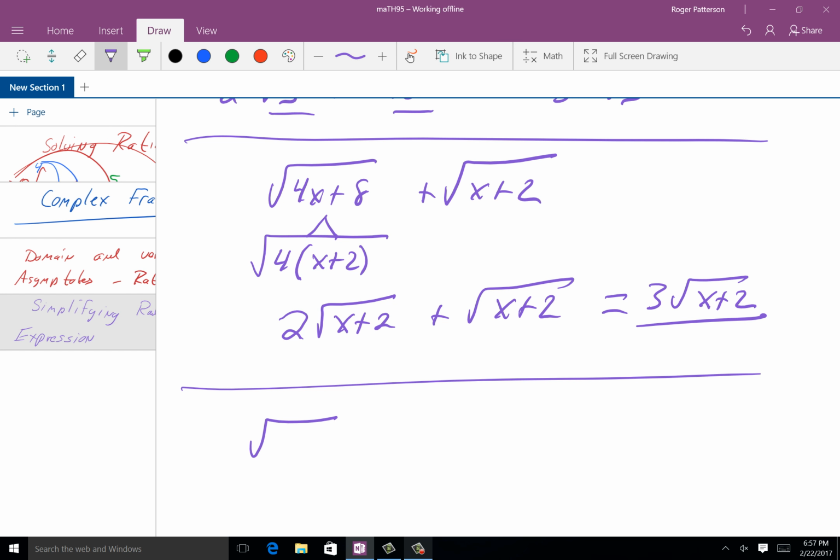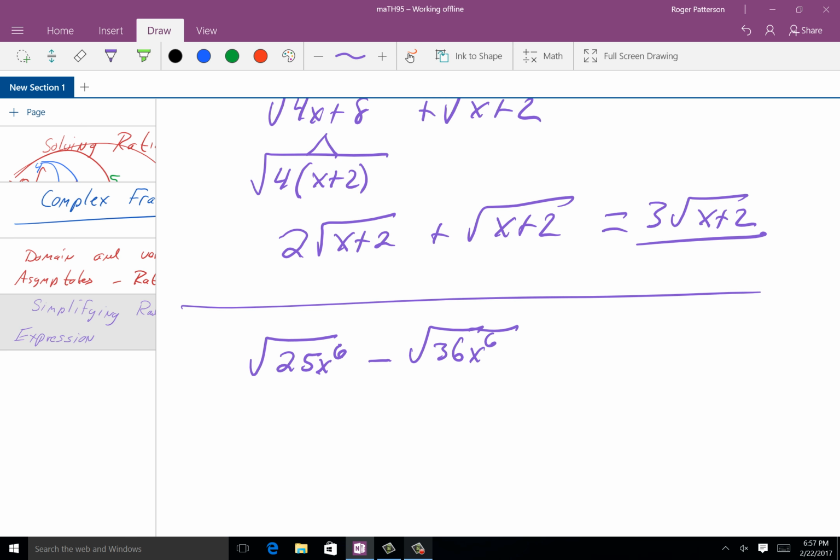Square root of 25x to the 6th minus 36x to the 6th. So, what are we going to get here? How's that going to break down?